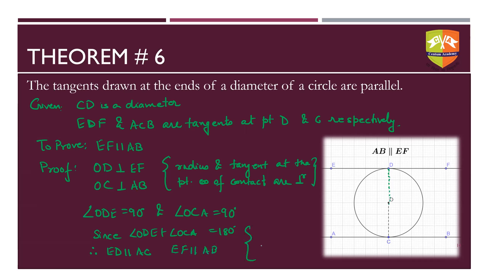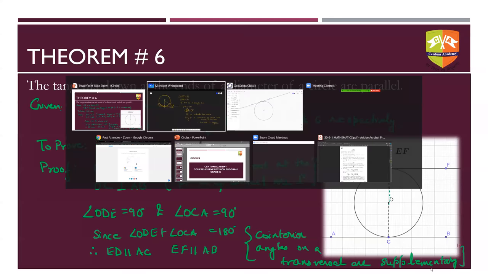And what is the reason? Co-interior angles on a transversal are supplementary. Okay, guys, clear? So this is why they will always be parallel. Two tangents drawn, and you can see that, not a big deal.